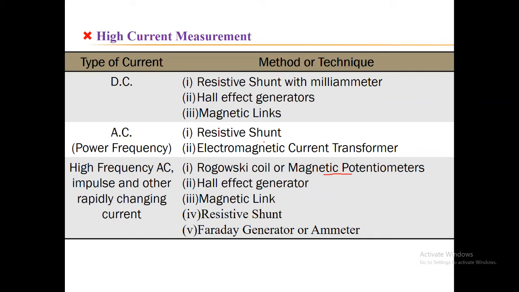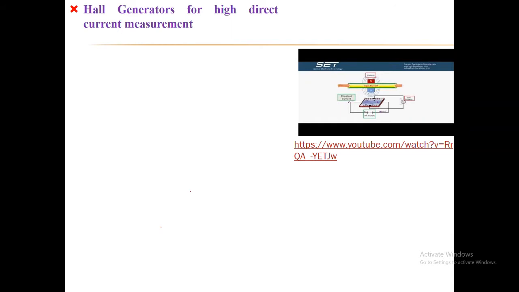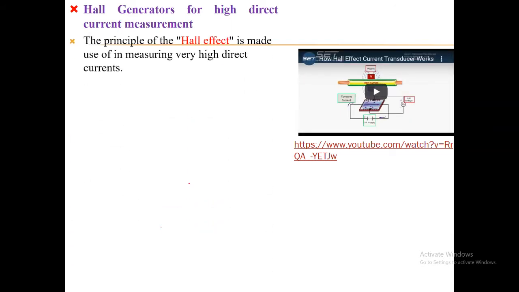So in this lecture, I am going to discuss the Hall effect generator, which is not only used to measure the high direct current, but also can be applied to measure the high frequency alternating current, impulse current and other rapidly changing current. So, Hall effect generators. The operating principle is quite simple. It basically works on the principle of the Hall effect, which is used to measure very high magnitudes of currents, either direct current or impulsive current.